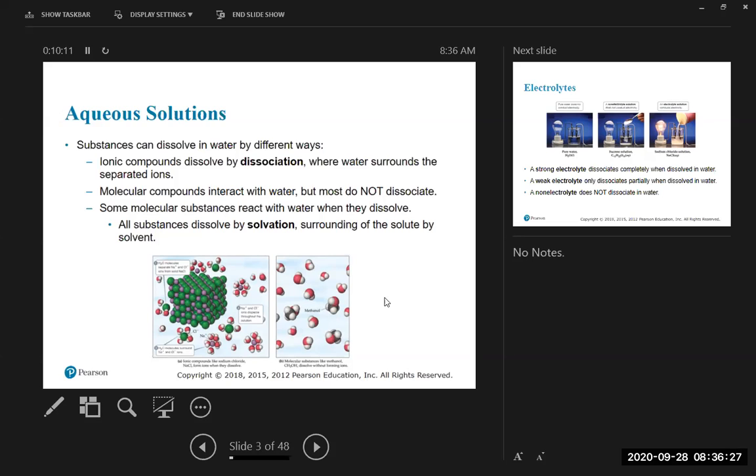So for instance, sodium chloride is a real common one. You have sodium ions, which are positively charged, floating around. You'd have chloride ions, which are negatively charged, floating around. And then you have the water molecules, which kind of go around those ions, and we call that solvation. Whenever things go into solution, whether it's ionic, or we'll talk in a moment about molecular, solvation always occurs.